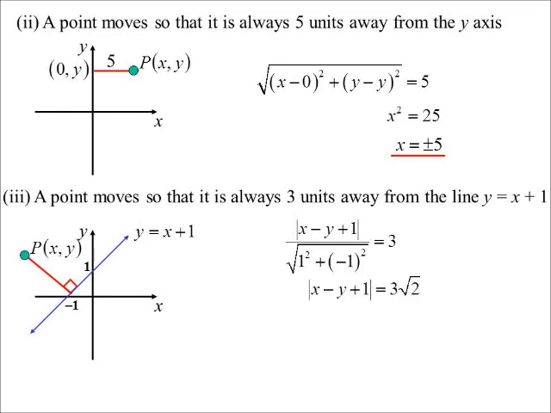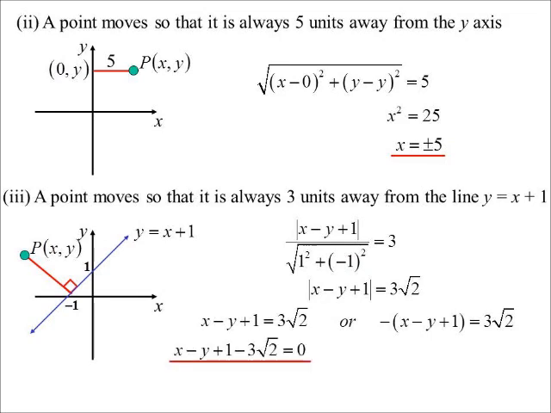So either x minus y plus 1 is 3 root 2, or the negative of x minus y plus 1 is 3 root 2. I'll put it in general form. So there's the equation of the line. Now if you just intuitively came up with that, well done. x minus y plus 1 minus 3 root 2 is equal to 0. The other one, well, let's play around with it. There we go. x minus y plus 1 plus 3 root 2, because again, I could be on either side of the line.